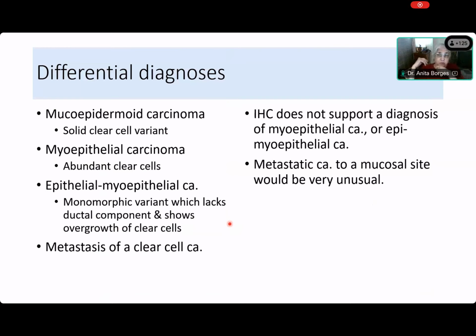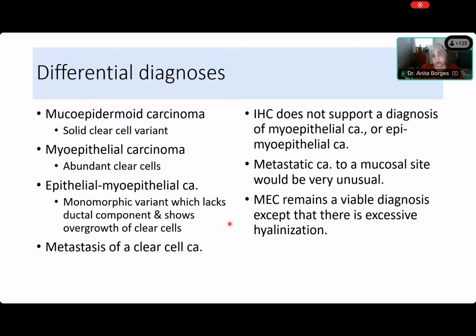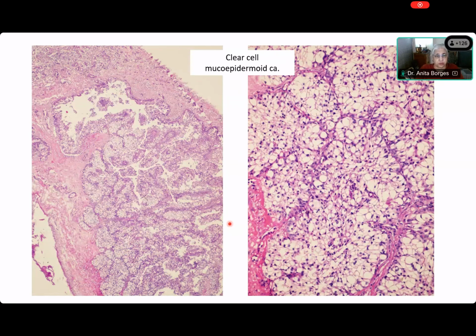Metastatic carcinoma to a mucosal site would be very unusual because you have to think metastasis, and therefore the only differential diagnosis that remains is a mucoepidermoid carcinoma, except that there is excessive hyalinization and there's no squamous differentiation, and there are no intermediate cells. Okay, they were all one type of clear cell. Right? If you want to know what a clear cell mucoepidermoid carcinoma looks like, this is what a clear cell mucoepidermoid carcinoma can look like. Therefore, I tell you that you may have some difficulty sometimes if there is hyalinization in a clear cell mucoepidermoid carcinoma, that you might mistake it for a hyalinizing trabecular carcinoma.